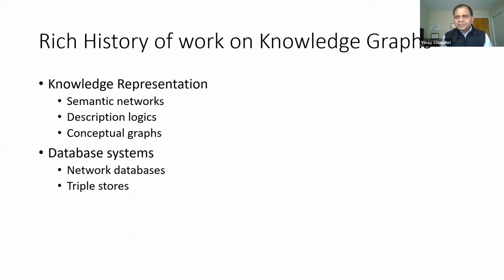And not surprisingly, there is a rich history of work in computer science in different approaches to capture the meaning, especially in knowledge representation and database systems. Specifically in knowledge representation, the earliest approaches used a notation called semantic networks, which is essentially a directed label graph. Semantic networks were evolved further into description logics, and there was also a parallel development of a representation technique called conceptual graphs.